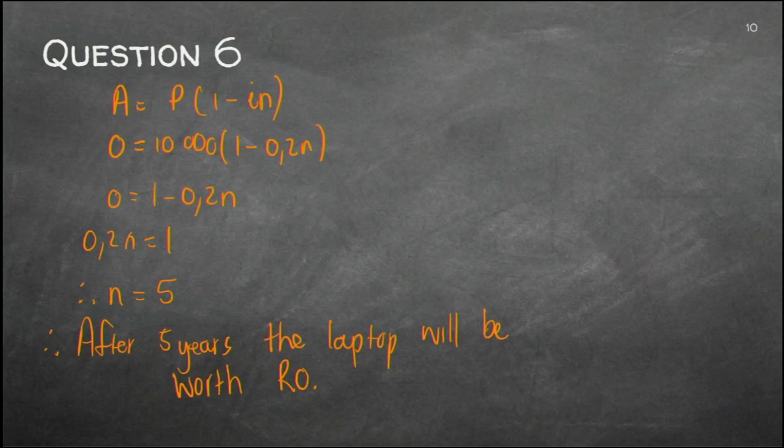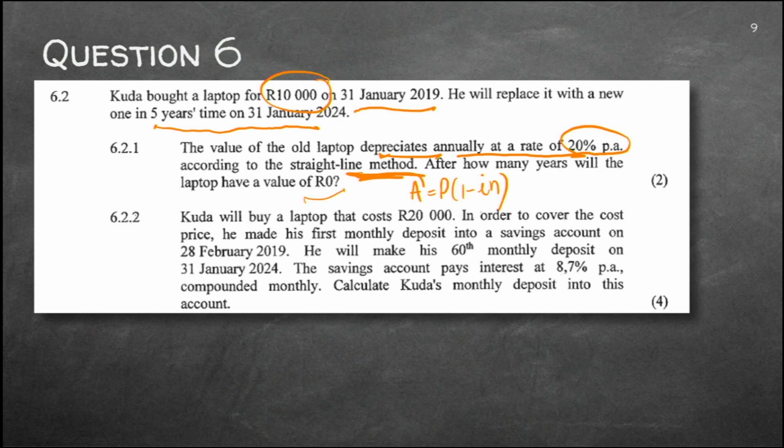Because if we look at the second part now, Kuda wants to buy a laptop that costs 20,000. So unfortunately, the old laptop won't have enough money or a value so that we can have a bit of a deposit. So that 20,000 rand, he needs to get it from scratch. In order to cover the cost price, he will make his first monthly deposit into a savings account on 28 February 2019. So literally the month after his first purchase.